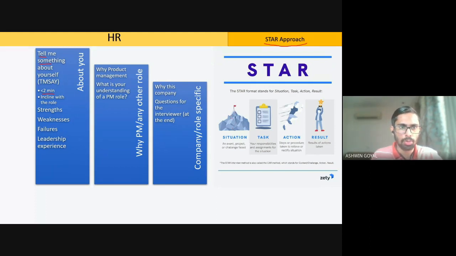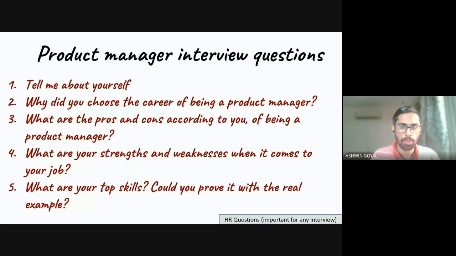These are about you. Then about the PM role, right? What is your understanding of a PM role? Why product manager, or what do you understand by product management? And then there can be company specific questions. Why this company? You should prepare questions for the interviewer, right? All right, so next would be more product manager questions.